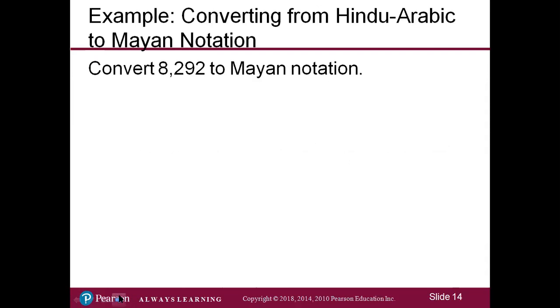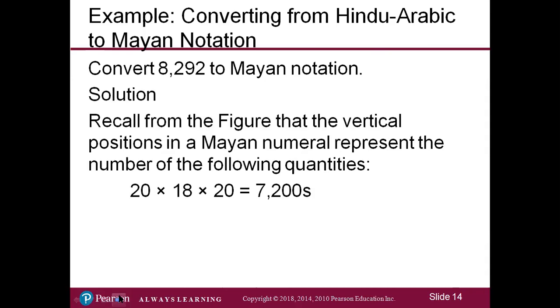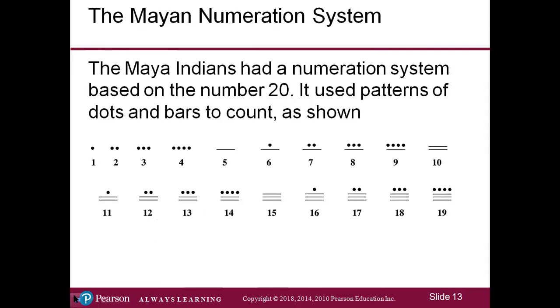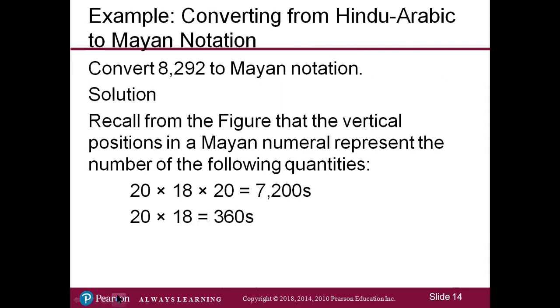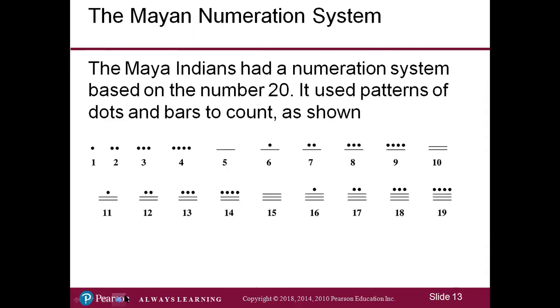Convert 8,292 to Mayan notation. So recall from the figure that the vertical position in the... I feel like there's a slide missing here or something, because the Mayan notation stacks. So instead of working left or right across the page, it stacks upward. So place values move upward. And then it's not an exact base 20 system.